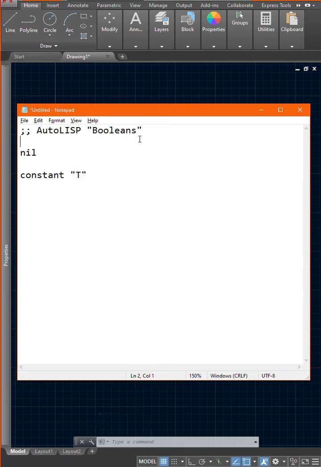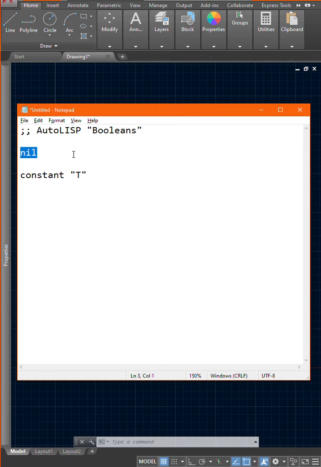Let's explore the concept of Booleans in Lisp. There's actually no Booleans in Lisp, but there are a couple things that might make us believe that there is. There's two things we need to be aware of that might pertain to the concept of Booleans. That's nil and the constant known as t.